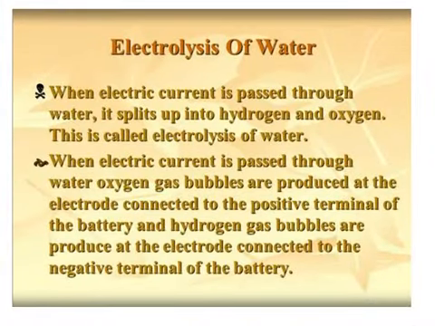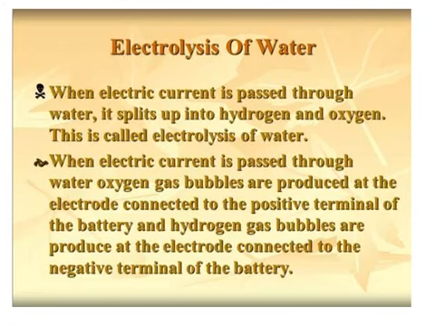Now let us see the electrolysis of water. You all know that water has the molecular formula H2O, two atoms of hydrogen and one atom of oxygen. When electric current is passed through water, it splits up into hydrogen and oxygen. This is called electrolysis of water.